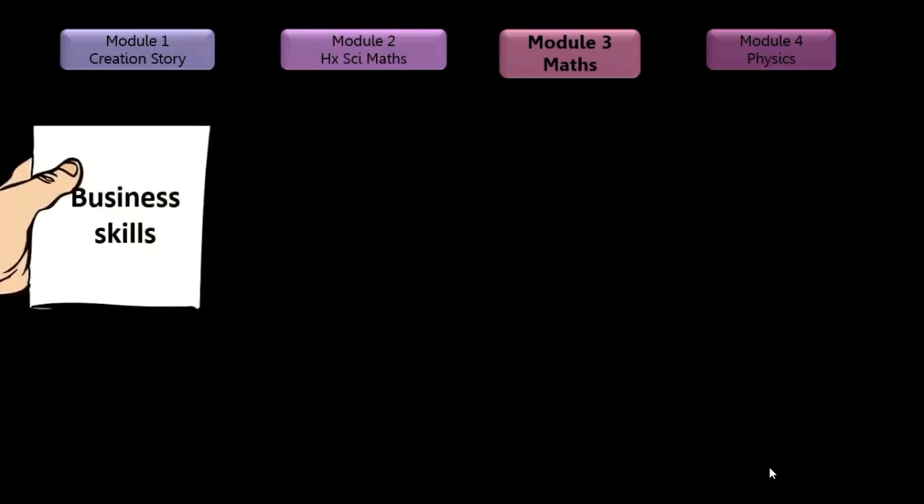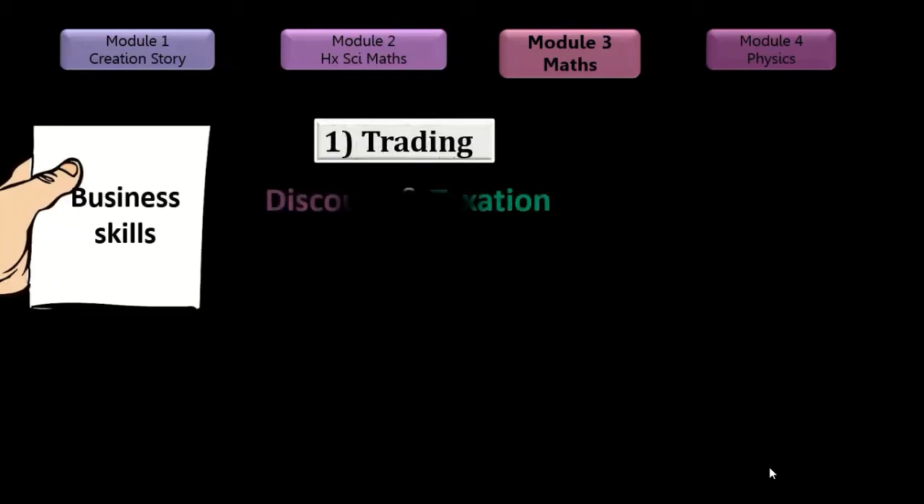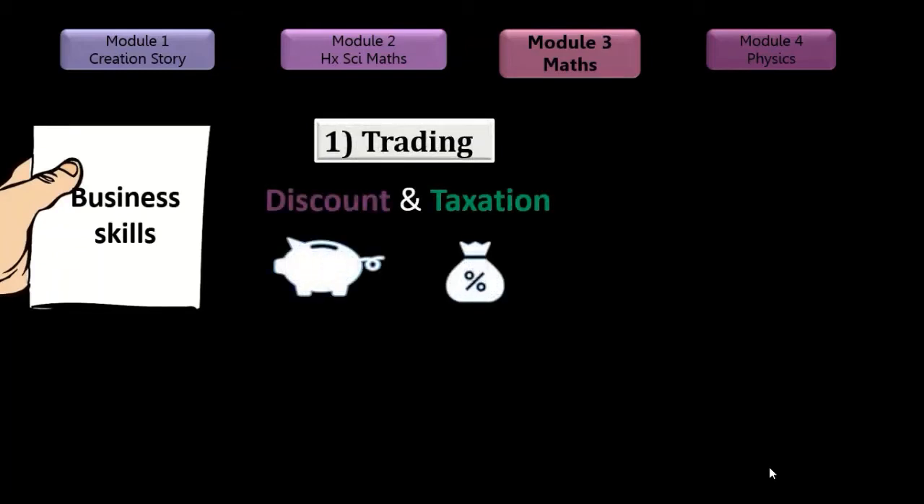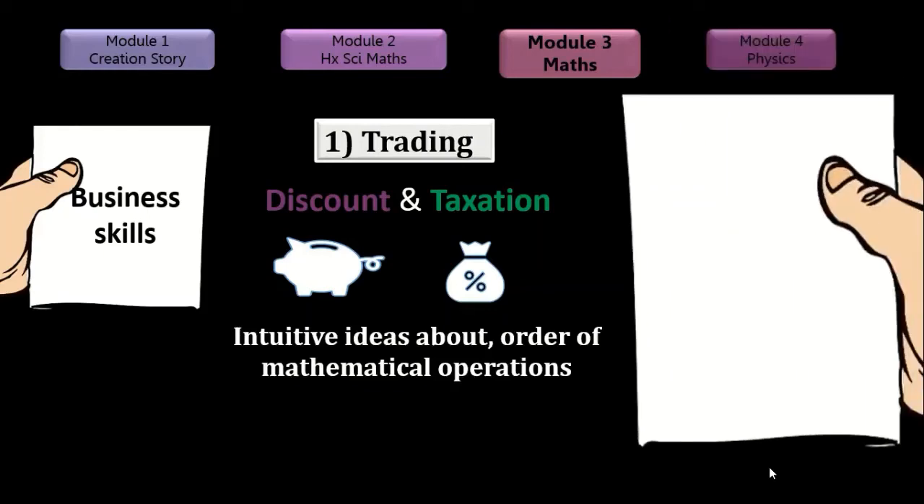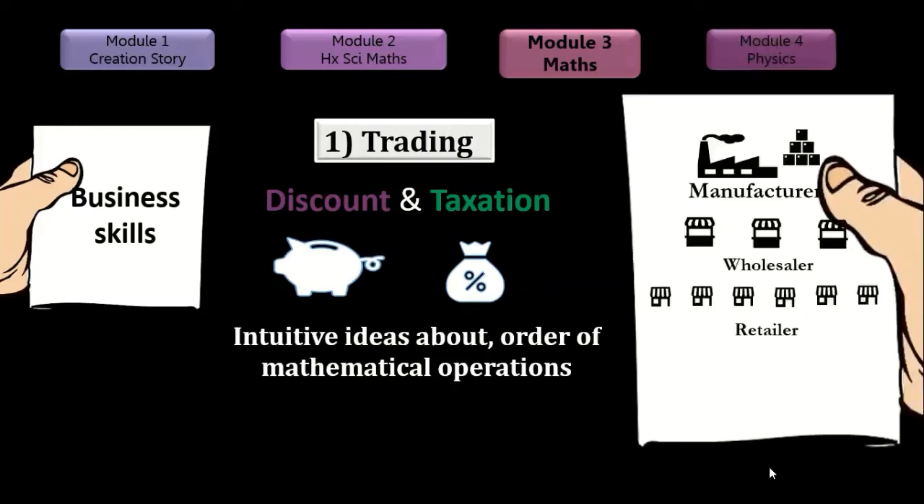Let's look at some examples of the problems covered in this module. We start with an example of trading, the very reason mathematics started. This challenge deals with discount and taxation and the order in which it is applied to the MRP. The insights gained will help the students develop an intuitive understanding of the order of operations. Additionally, they will develop an insight into the workings of a supply chain.